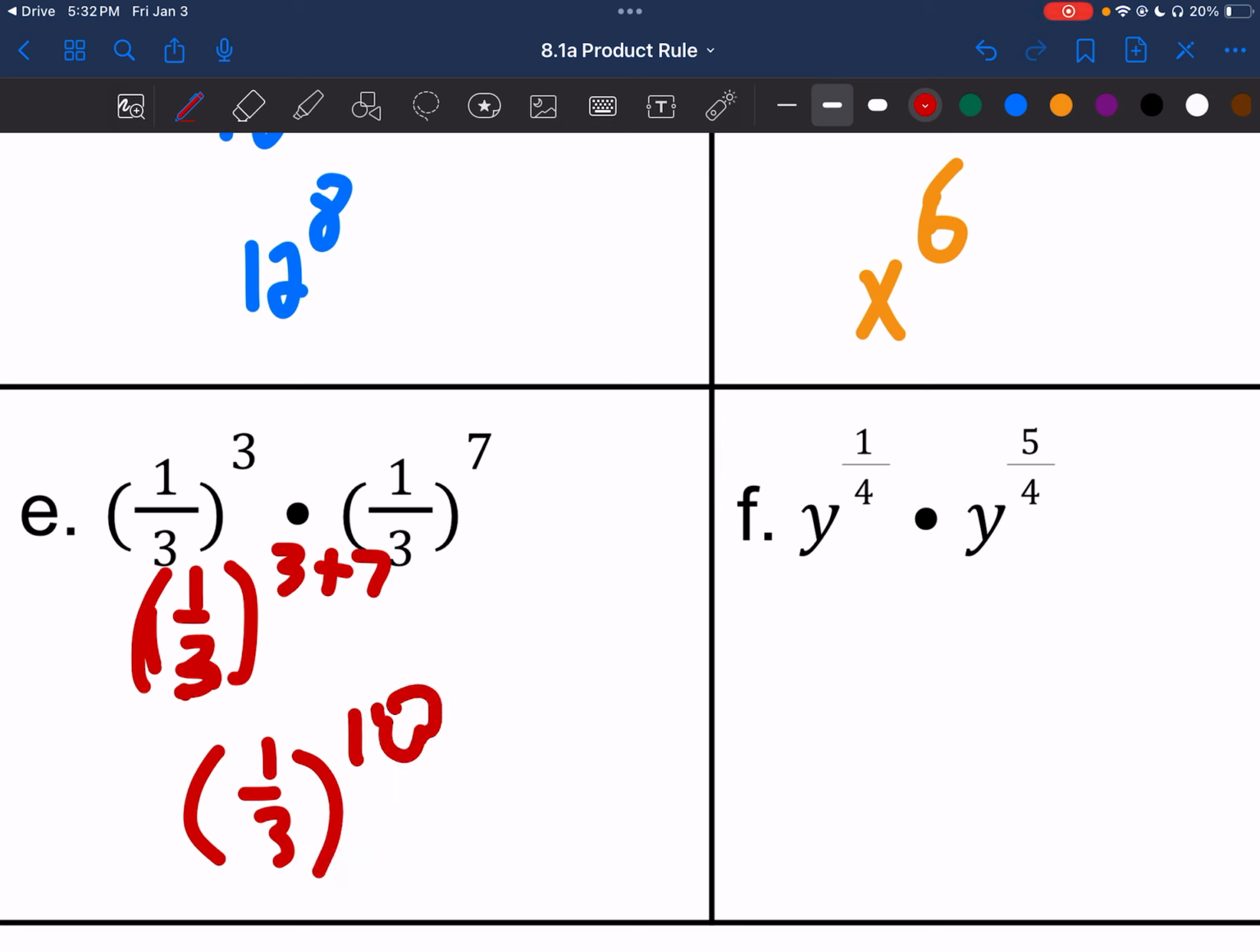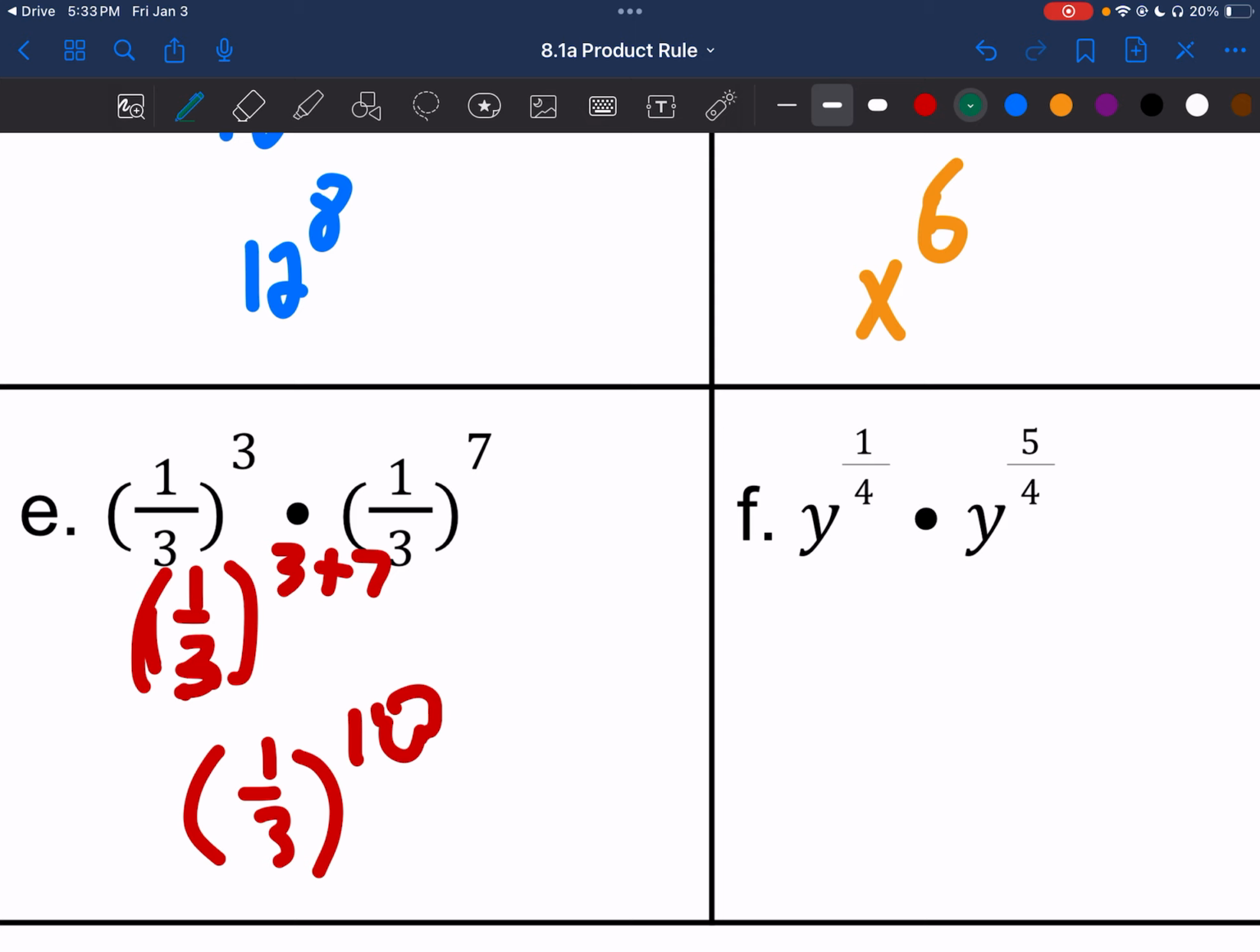And I'm not going to ask you to actually multiply this out yet. We are going to talk about that in an upcoming lesson. Right now, we're just figuring out what these base exponents are. So y to the 1/4, y to the 5/4. Okay, this is kind of weird. We're not going to be able to do the expanded form. We'll talk about that in a future lesson when we start talking about radicals, because each one of these actually corresponds to a radical. But we're going to talk about that in a completely separate lesson.